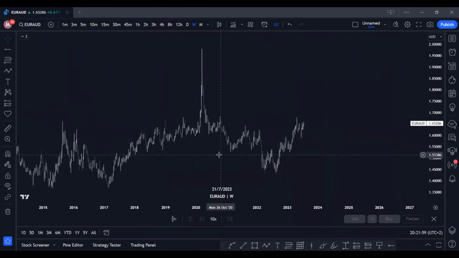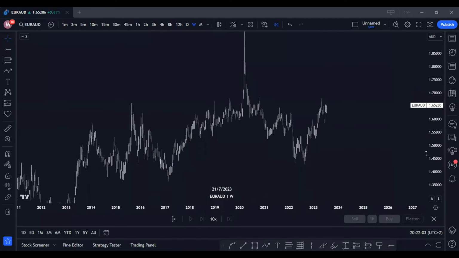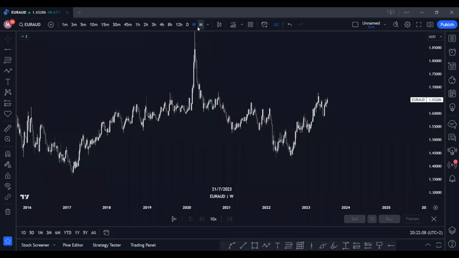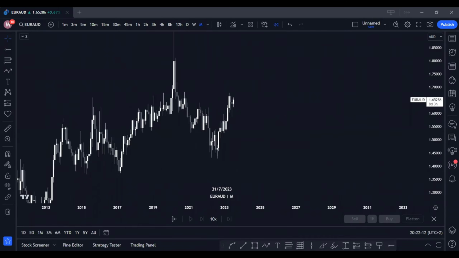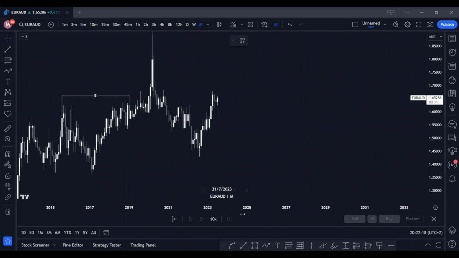Okay, so on Euro AUD here, we can see we have this on the weekly time frame. Let me just go to the monthly. So on the monthly time frame, we can see that we have this beautiful break of structure here, and price tapped us into our demand zone here.